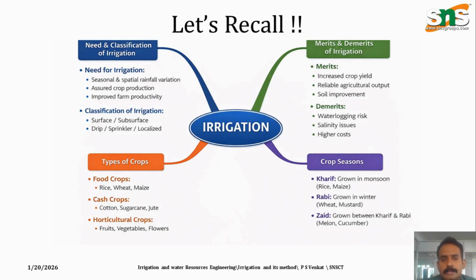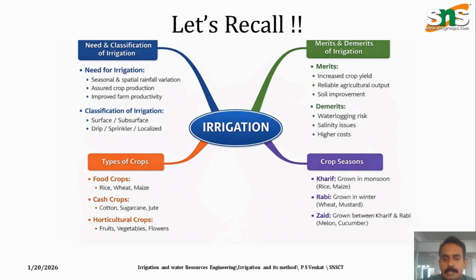Let's recall the need and classification of irrigation, merits and demerits of irrigation, types of crops, and crop seasons that we have learnt in previous sessions. Need is to assure crop production, improved farm productivity, and to handle seasonal and spatial rainfall variation. And the merits are increase in crop yield, soil improvement, reliable agricultural output.